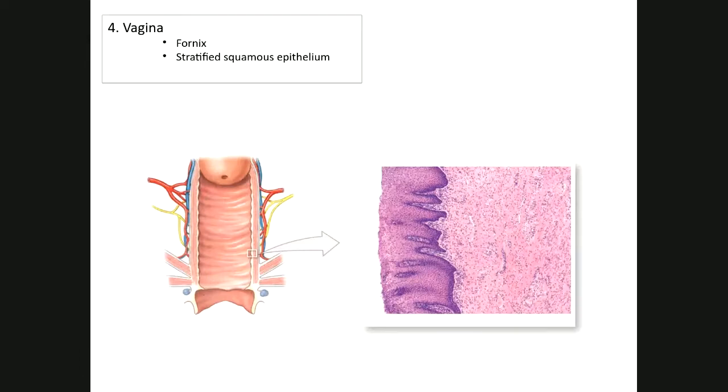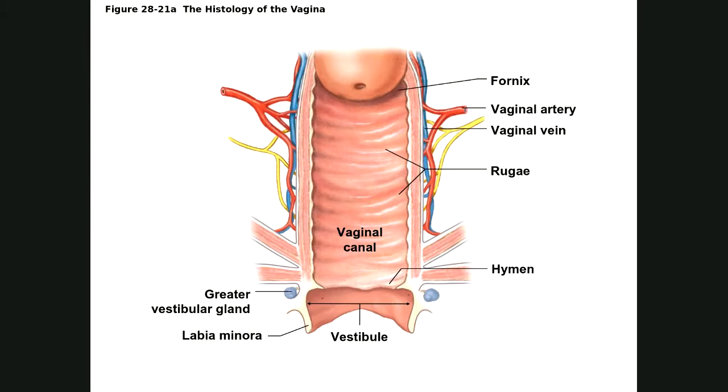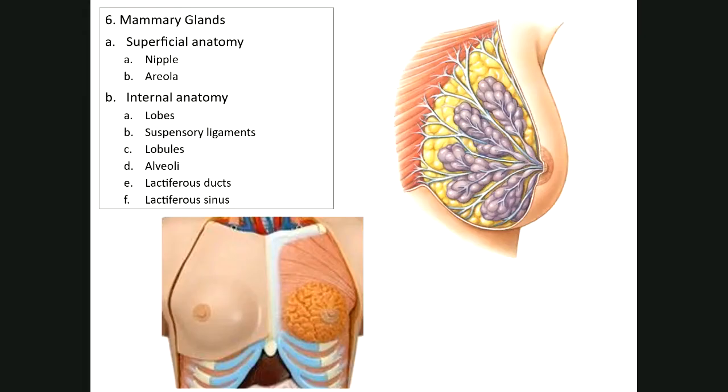The next location is the vagina, where we have the fornix and the stratified squamous epithelium. And we also have some external genitalia, which you can see in these next two slides. So this would be a good slide for the vaginal canal and other associated structures. And then finally, on to the mammary glands for the female reproductive system.